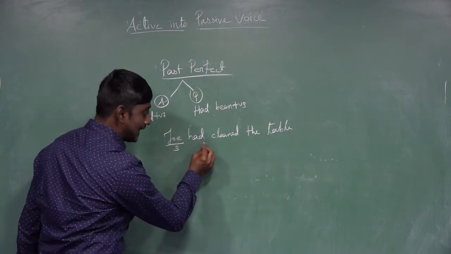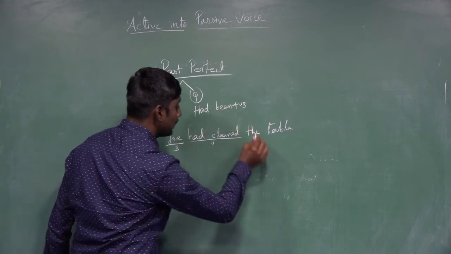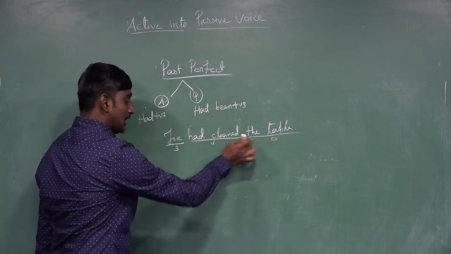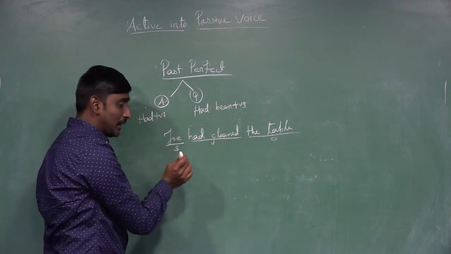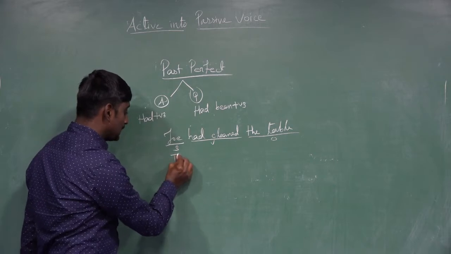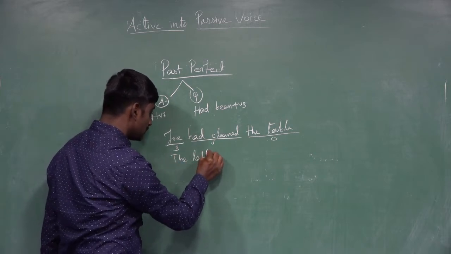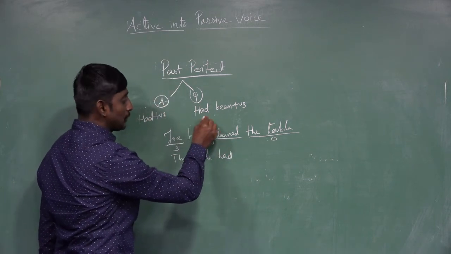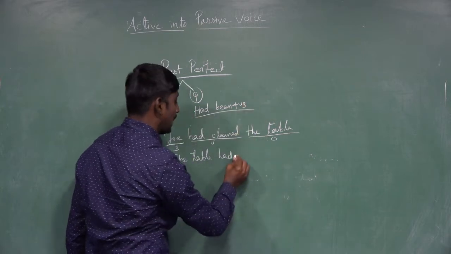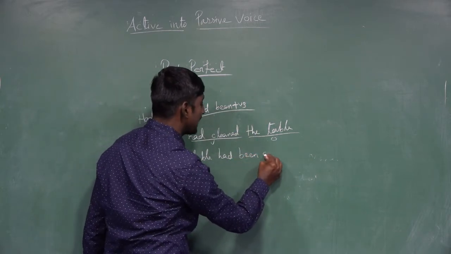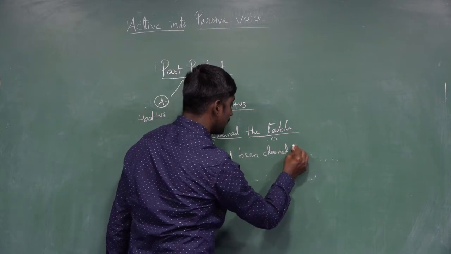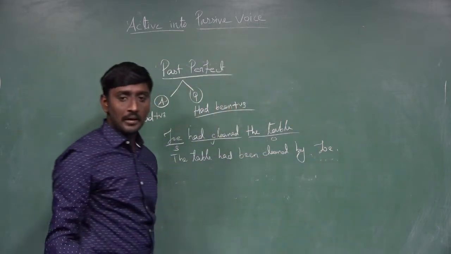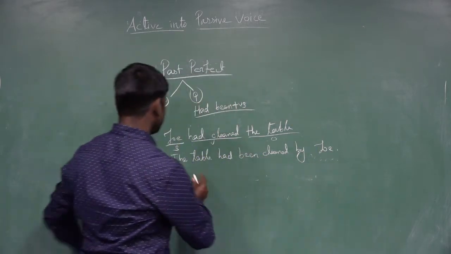Joe is the subject, had cleaned is the verb, the table is the object. The object comes to the subject place. The SVO pattern changed to OVS pattern. The table had, and singular or plural is not a matter. So had been cleaned by Joe. Cleaned by Joe.